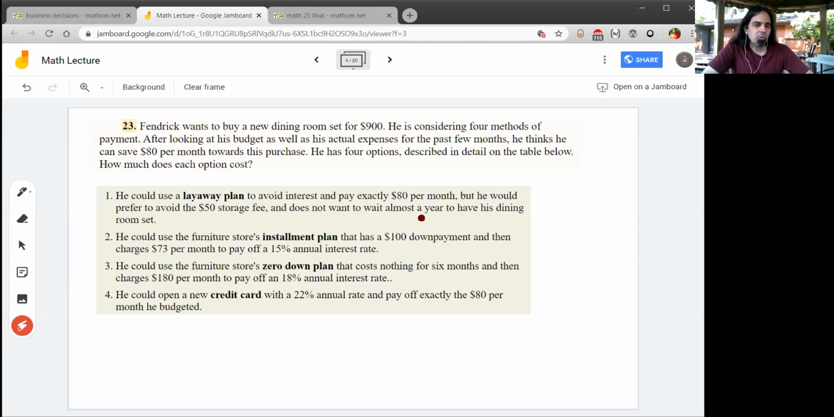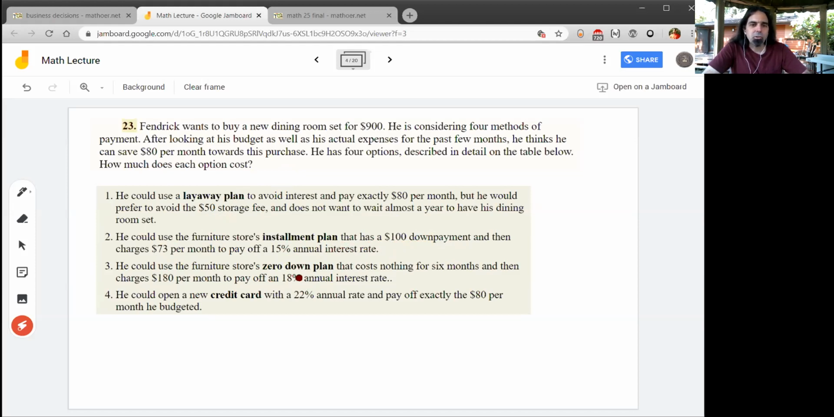So hopefully another plan works for him. He could use the installment plan. That's the one with the down payment. It's twice as much as the storage fee, but then he gets the furniture right away. He can pay $73 a month, and he didn't have to find that number. The store just tells him, well, for about $80 a month, then we'll give you $73 a month with a 15% annual interest rate that we'd have to divide by 12.